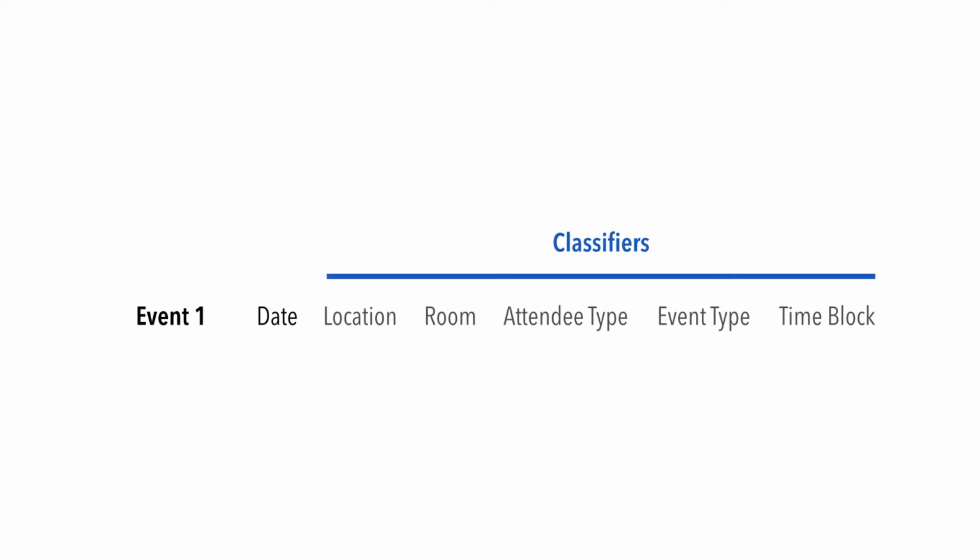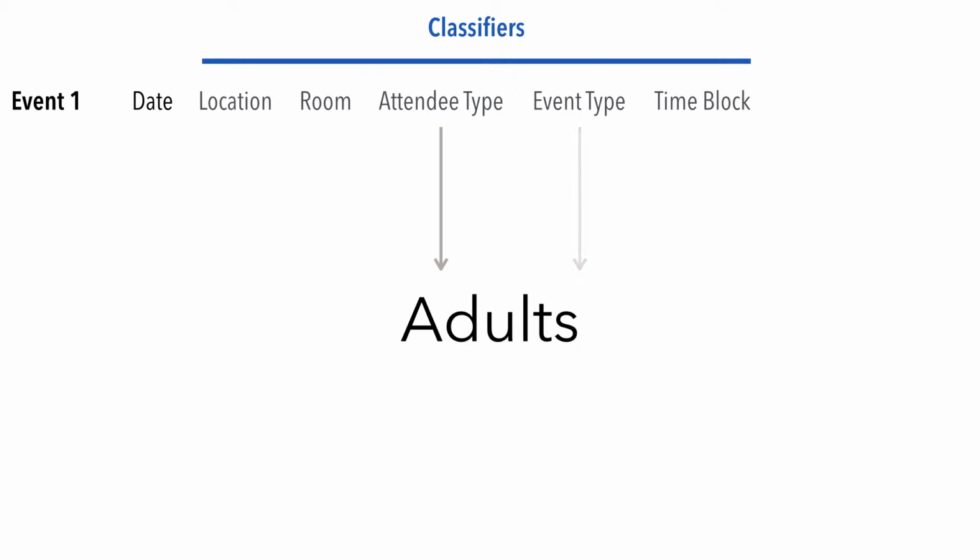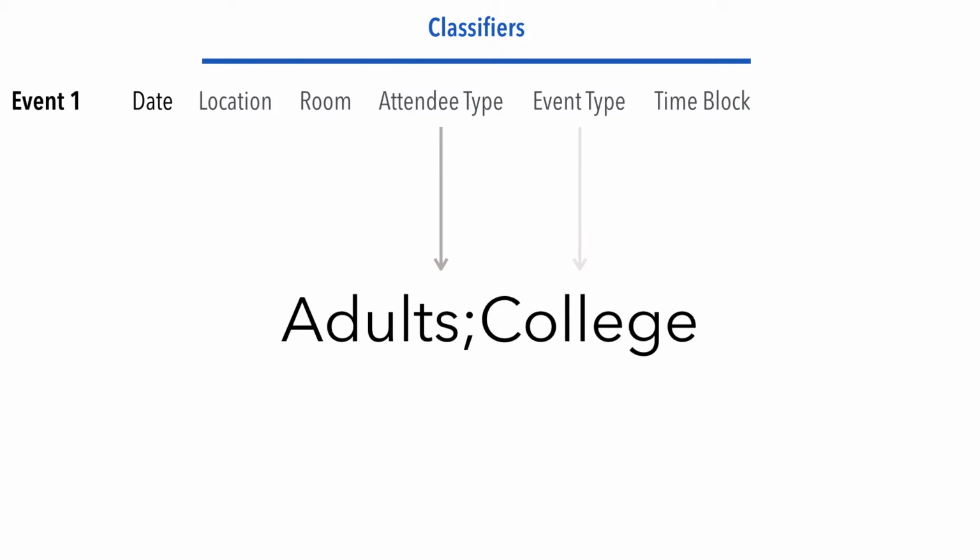Something else about attendee type and event type. They are hierarchical. That's a complicated sounding word, but the basic idea is pretty simple. You can create groups or families of related attendee and event types. For example, you could create an attendee type called adults, and it works just fine by itself. But let's say you want to be able to create metrics that summarize data for different groups within your adult ministry. You create an attendee type, name it college, and make it a child of the adult attendee type by typing adults, then a semicolon, then college.